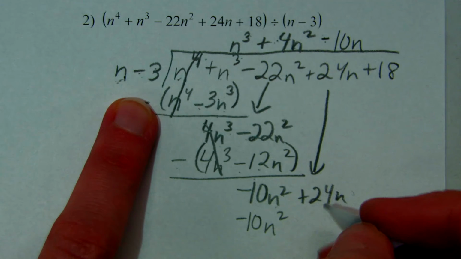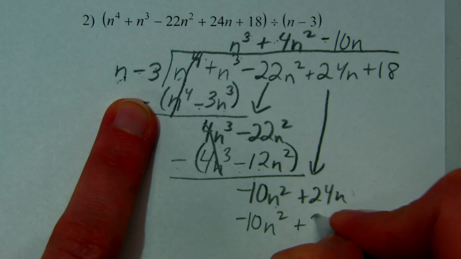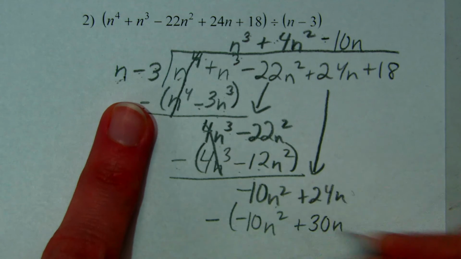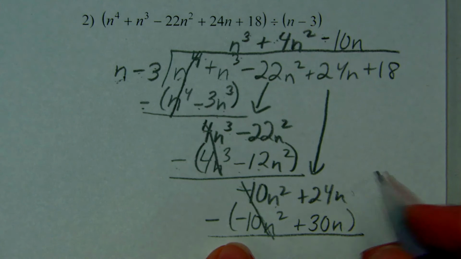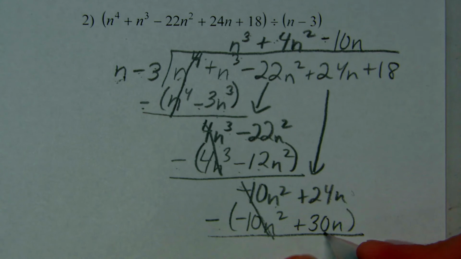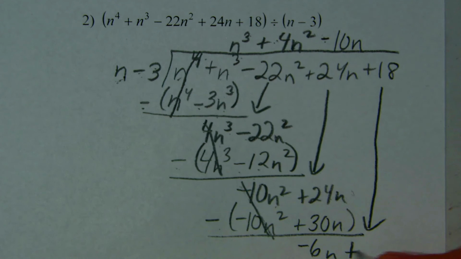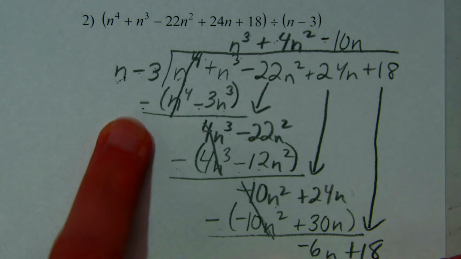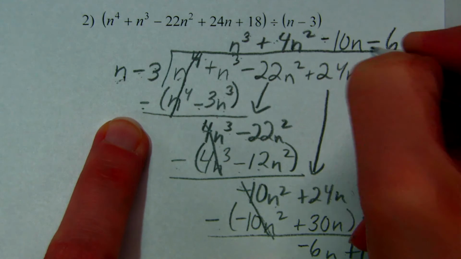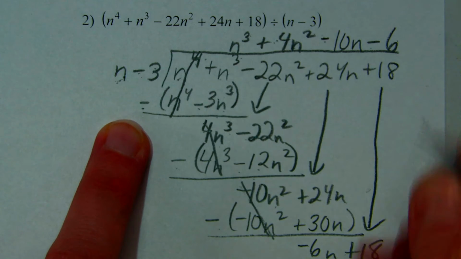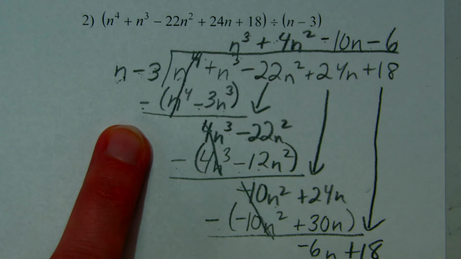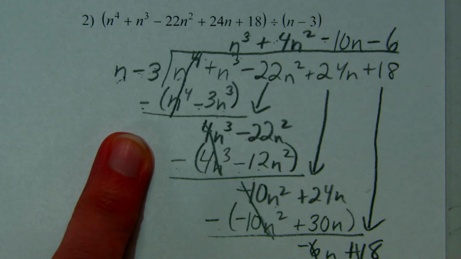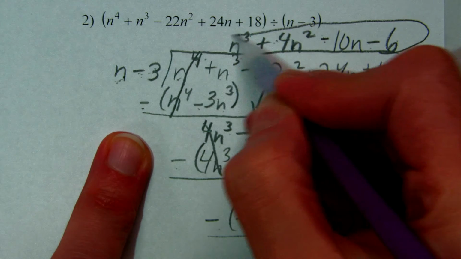Negative 10n times negative 3 would be positive 30n, but we're subtracting. So that changes this to plus, and that cancels. And that changes 24, and this will be minus 30, which makes it negative 6n. Bring down plus 18. So n goes into negative 6n, negative 6 times n is negative 6n. Negative 6 times negative 3 is plus 18, and then if I subtract everything there, it all zeroes out, and we get 0. Here's my answer on the top.